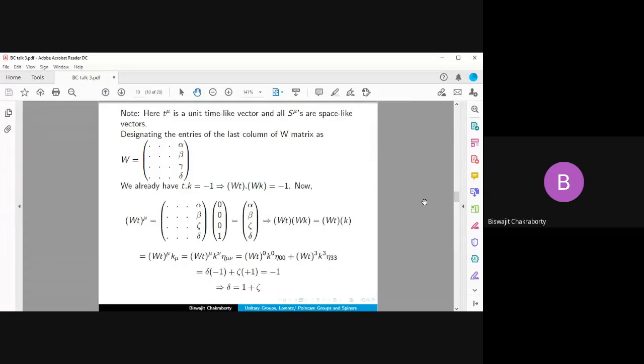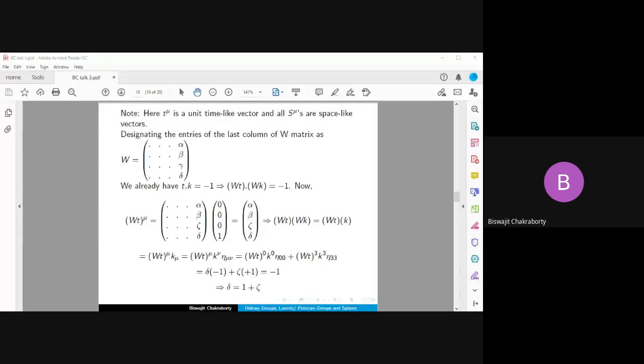Only this thing will survive. The time component only has a 0 component, so it will be just minus 1, because T3 is 0. It is only T0 which is equal to plus 1. And this Lorentz product is minus 1. It also means that WT dot WK is also minus 1, because once you take the product of four-vectors, it becomes Lorentz invariant. So WT dot WK is also minus 1.